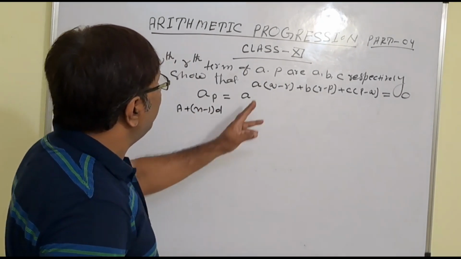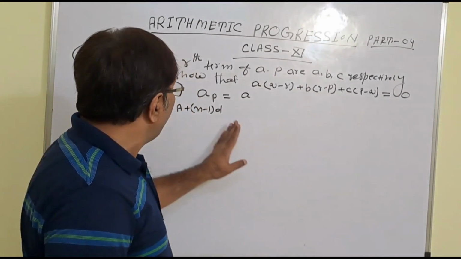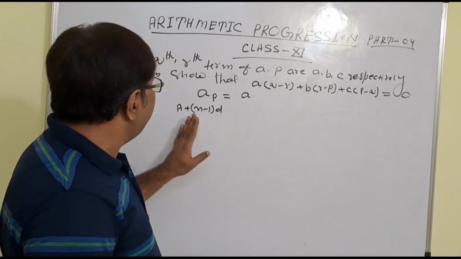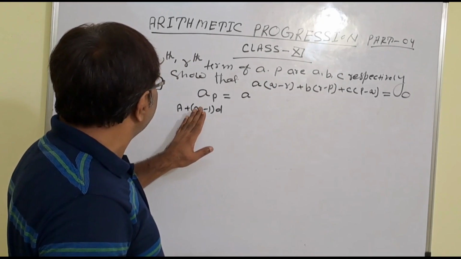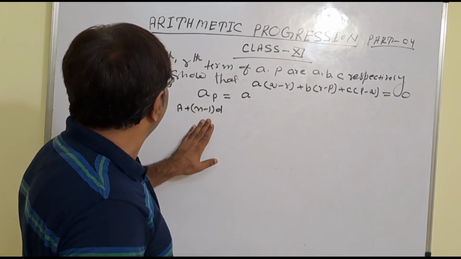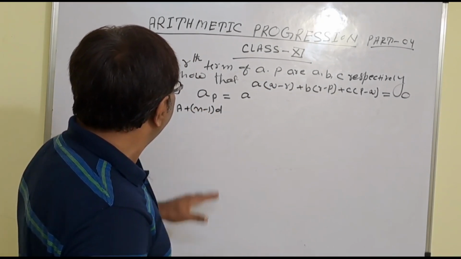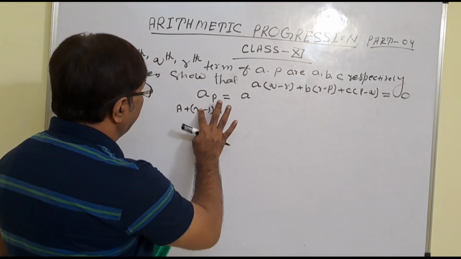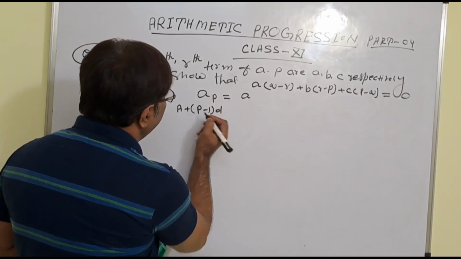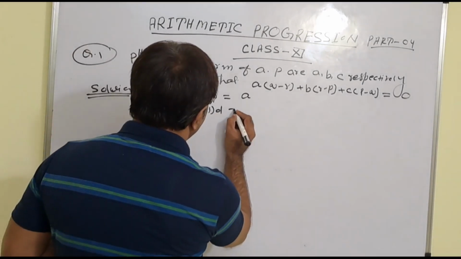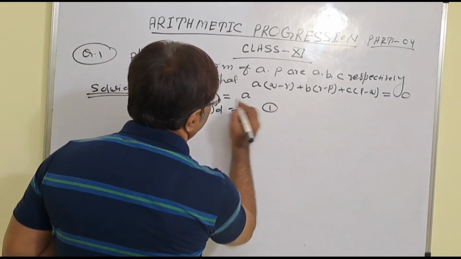The Qth term of the same AP: the common difference will be the same and the first term will also be the same. So A plus (n minus 1) into D. For the Pth term, n is P, so we take A plus (P minus 1) into D equals a. This is the first equation.